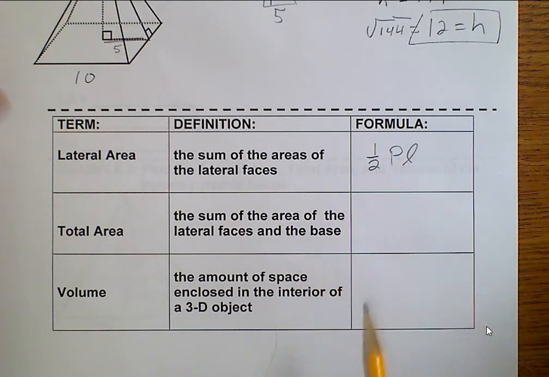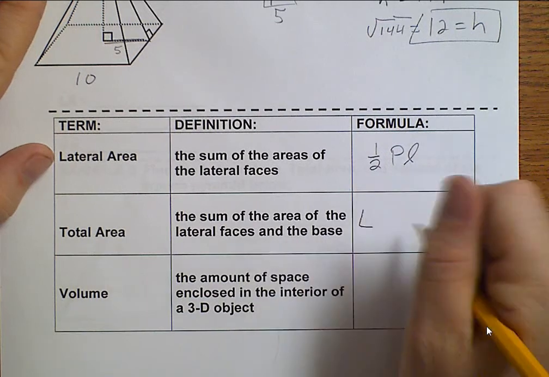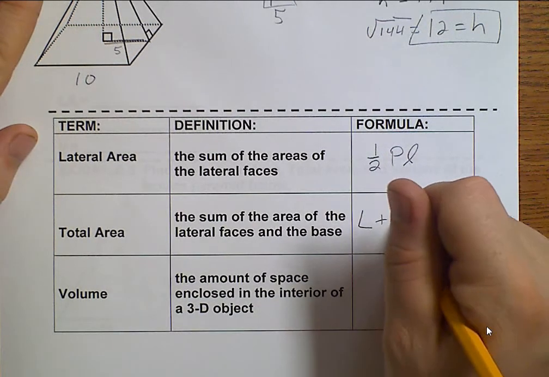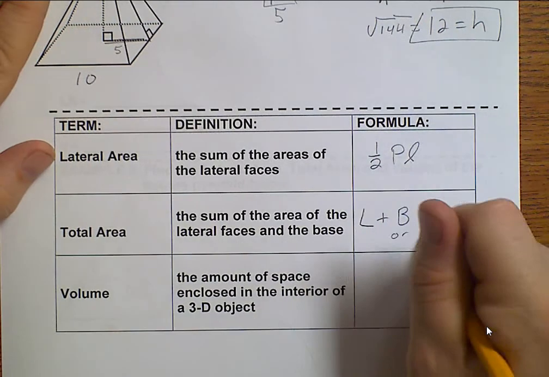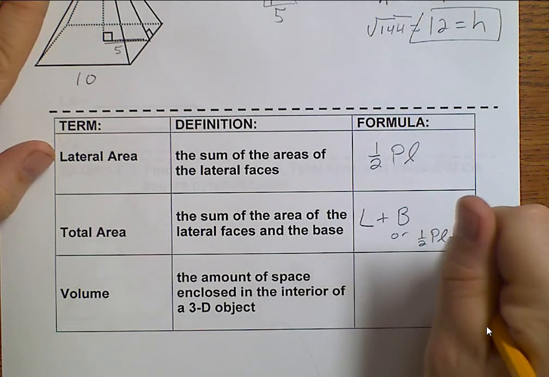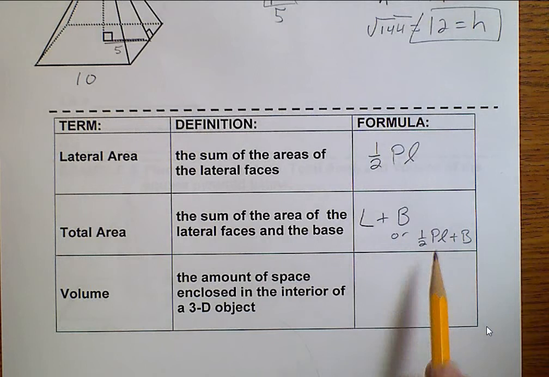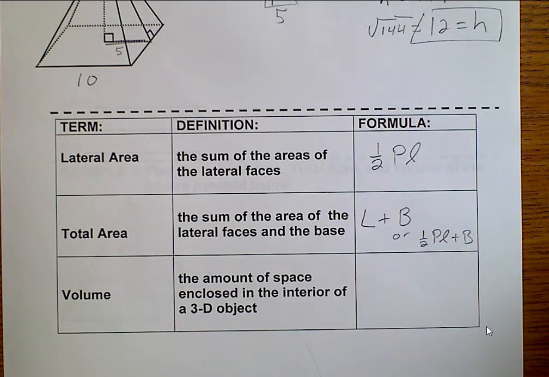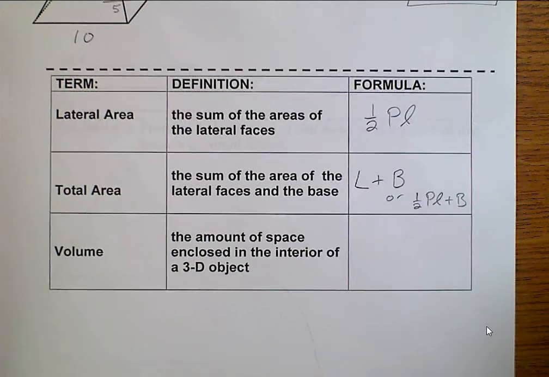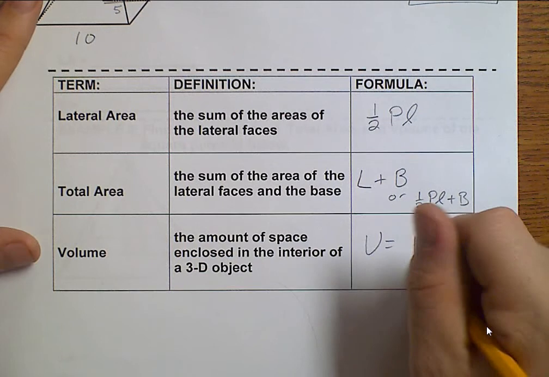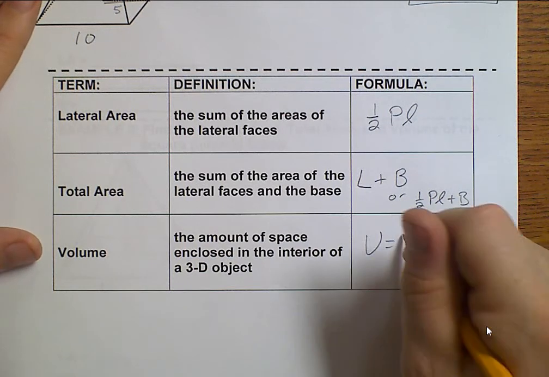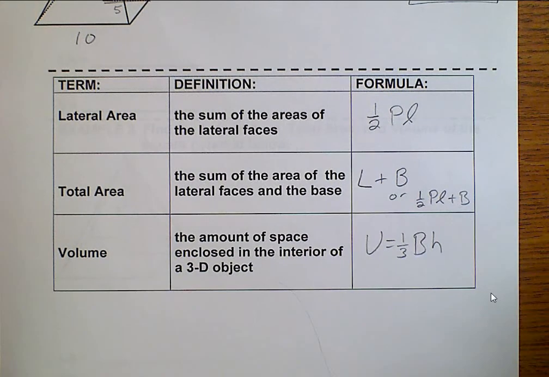Our total area will be the lateral surface area plus the area of the base, or 1/2 PL plus B, because this is the lateral plus the base, and pyramids only have one base. And now for the volume. Well, the volume is similar to that of a prism in that it's area of the base times the height, but you also have to multiply by 1/3, because a pyramid's volume is 1/3 of a prism's volume with the same base and the same height.